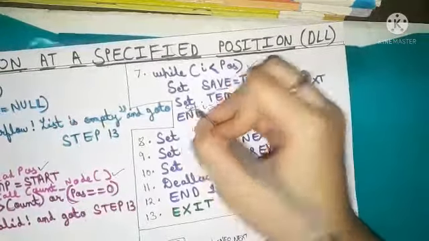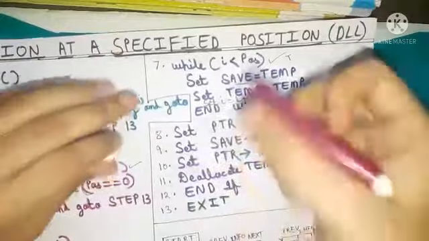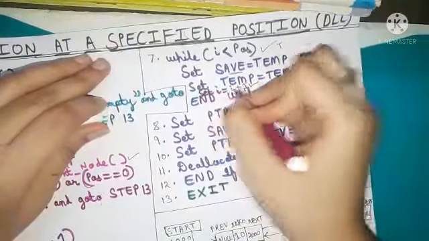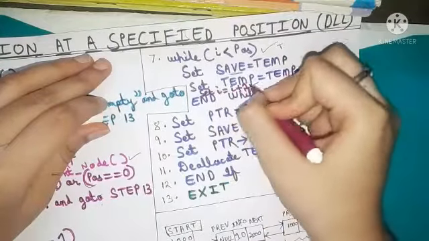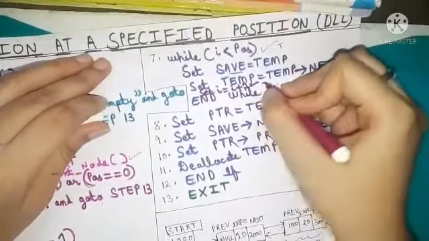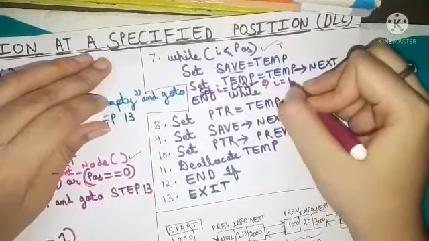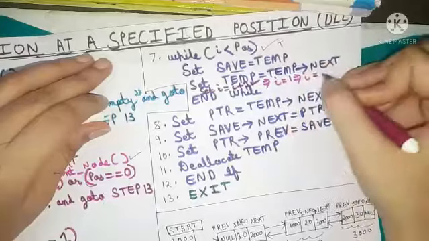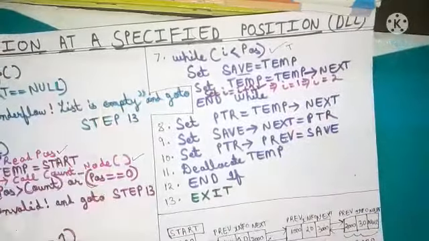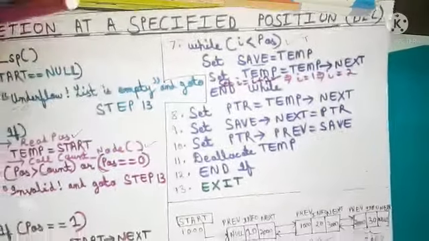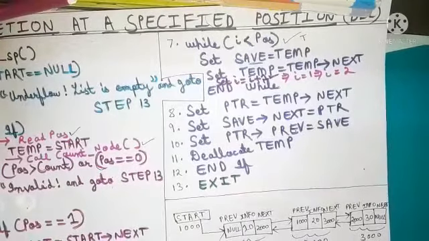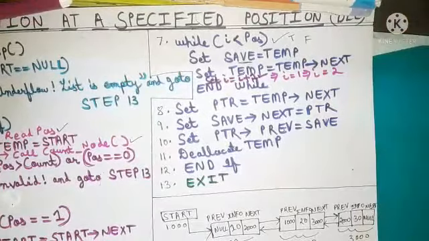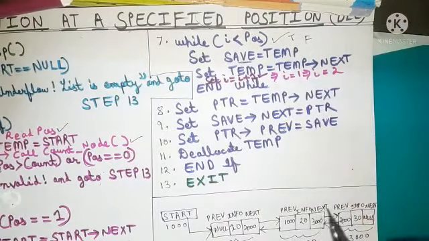Here, set i is equal to i plus 1. At present i is 1, so after temp is equal to temp next, i will become 2. Now it will check whether 2 is less than 2. So now this condition becomes false, and no more the while loop will be executed. It will come out of the while loop.